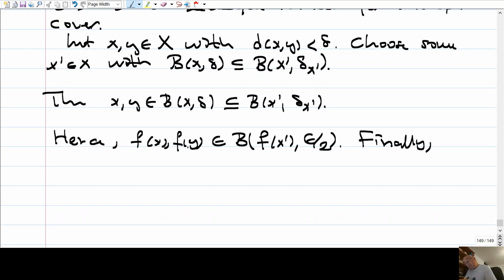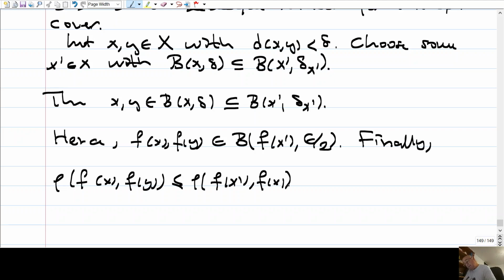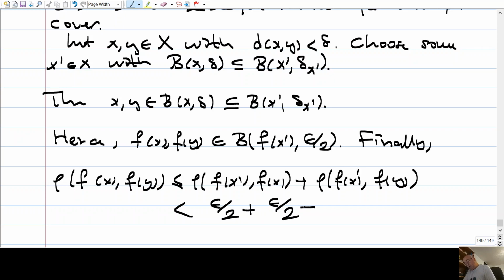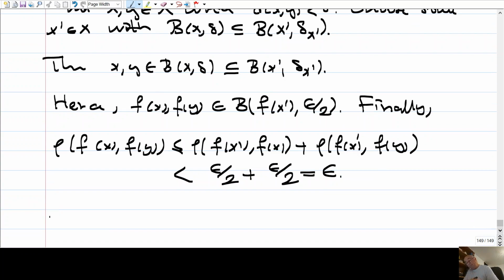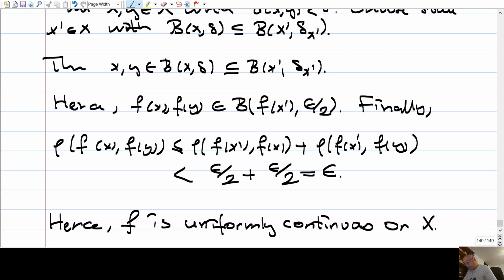Finally, what is the distance between f of x and f of y in the metric space Y? Let's say the metric there is rho. This distance is less than the distance between f of x prime and f of x plus the distance between f of x prime and f of y. But both of these points lie inside this ball, therefore the first term is less than epsilon over 2 and the second term is less than epsilon over 2, so that this distance is less than epsilon. Hence, f is uniformly continuous on X.